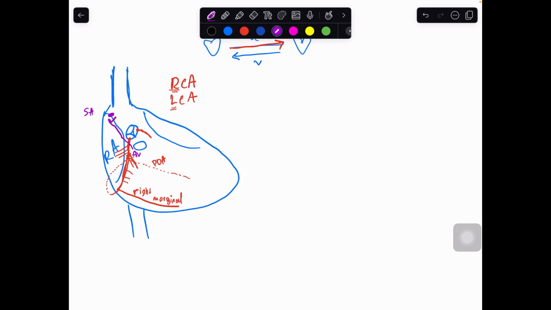Moreover, we have a right conus artery. The right conus artery is going to be originating from my right coronary artery.